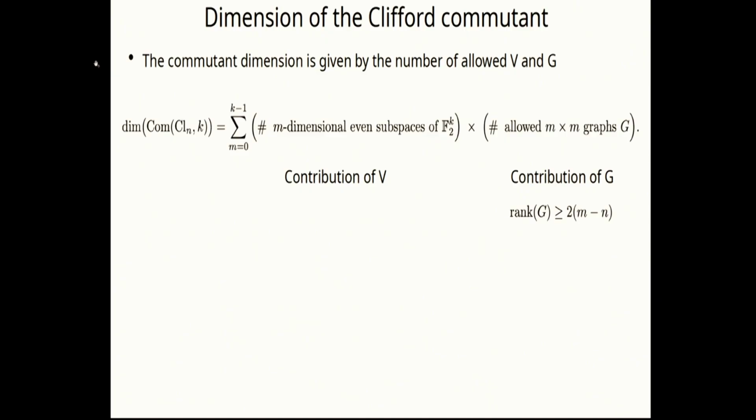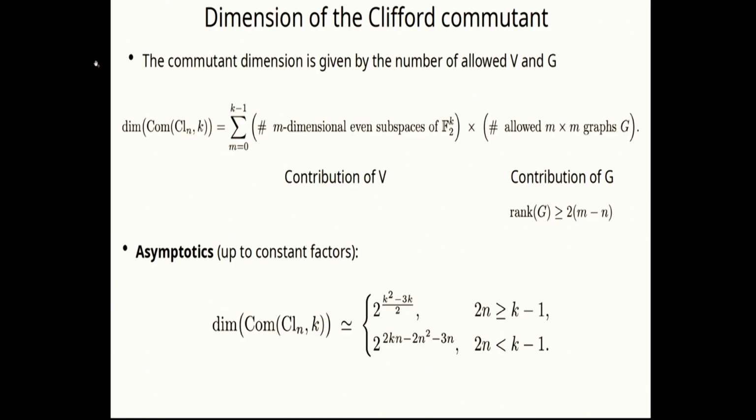And here, the graph contribution, the question of whether a given anti-commutation graph is possible on n qubits, can be related to the rank on F2 of the adjacency matrix of the graph. So we actually have this condition that the rank of G is bigger than 2 times m minus n, so that there actually exist Paulis that satisfy this condition.